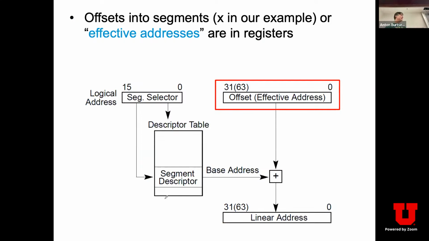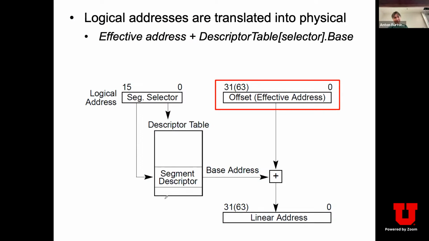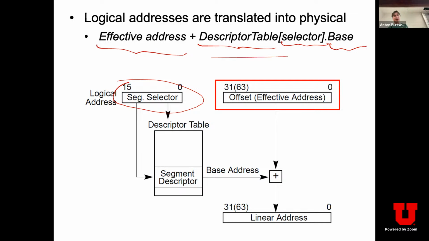Okay, offset is easy, right? It's just a value in your register, and it gets added to the base. So your translation is: you take the effective address which you have in the register, you take the selector and use it as an index in the array, which is actually the global descriptor table, and you take a specific field, the base, out of this entry in the array, and you add the base plus the offset, right? Again, very, very simple. I've said it already 10 times.